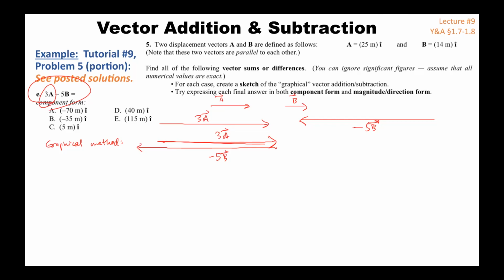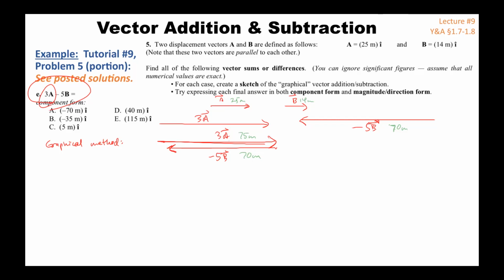Okay, so let's find out what the lengths of these are. The magnitude of A is 25 meters, so 3 times the magnitude of A is going to be 75 meters. B is 14 meters, so 5 times the magnitude of B should be 70 meters. Aha! Looks like I made a mistake. So I would take my eraser out and just fix it. Oops, I didn't mean to erase the whole thing. Okay, there we go. And now what does my resultant look like?